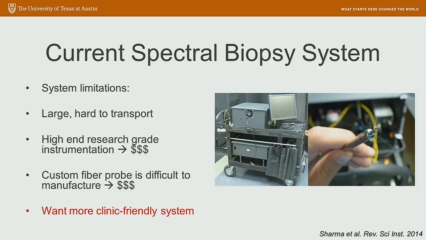There are, however, some limitations with our current system. The first is that, I don't know if it's easy to tell in this picture here, but it's actually a pretty large system, and as a result, it's hard to transport to and from the lab and to the clinic, as well as move around in the clinic. The instrumentation used in the system is pretty high-end and research grade, and so as a result, it's quite expensive. And finally, the custom fiber probe we have has a specific design that's a little bit difficult to manufacture, so that's also rather expensive. And so with these issues in mind, we wanted to try and design a more clinic-friendly system.